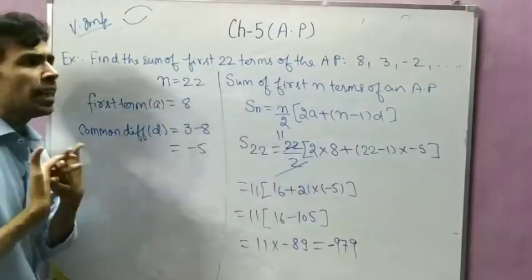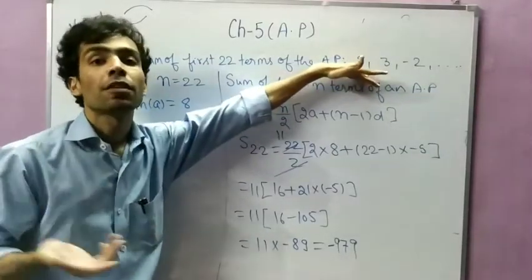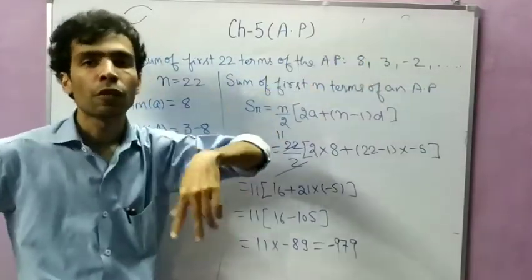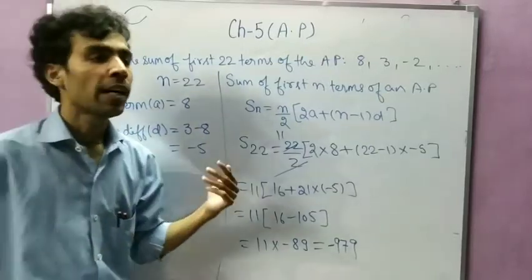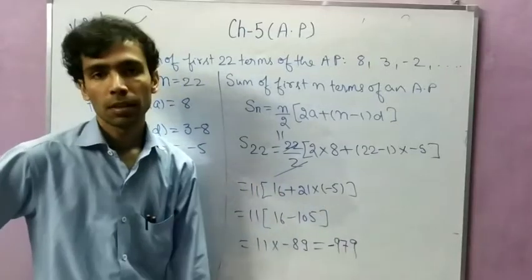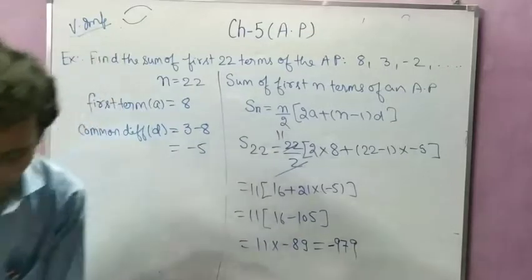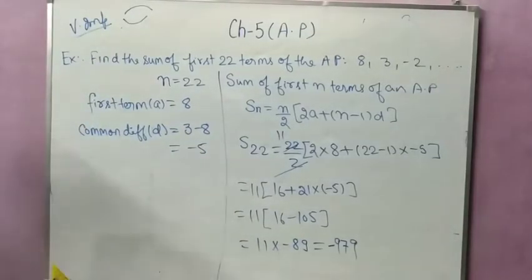Now many types of questions can be asked. Suppose in this question you have to find the sum of the first 50 terms, so in place of n you will put 50. Suppose you have to find the sum of the first 100 terms, so in place of n you will put 100. So the formula is the same, you just have to change the value of small n. Now one more example for you.